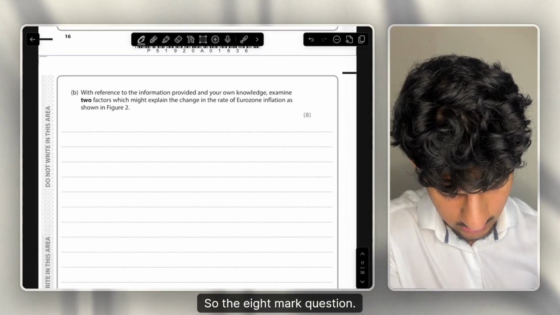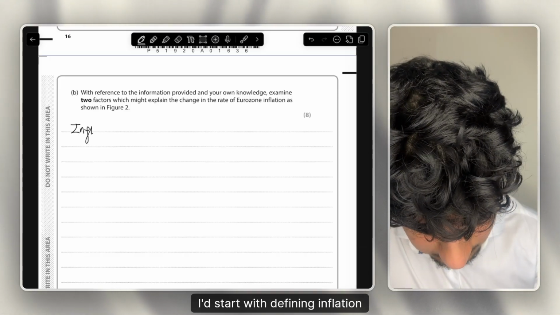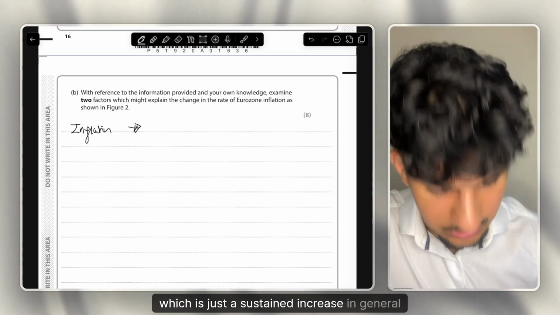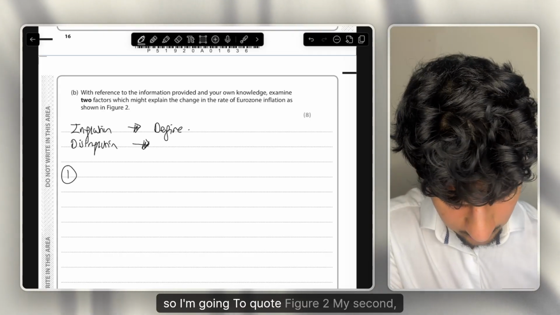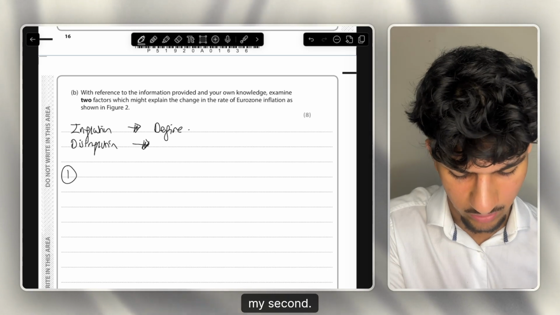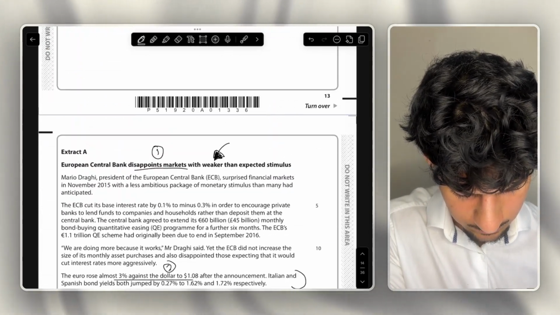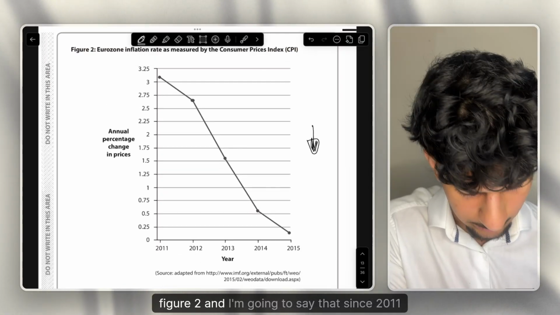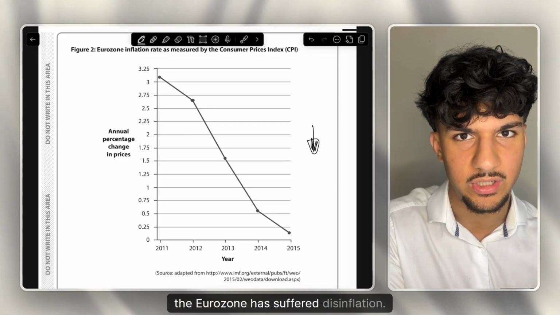Okay, so let's get on with answering this. So the 8 mark question. Okay, so since it's mainly about inflation, I'd start with defining inflation, which is just a sustained increase in general price level. And since I'm going to quote the extract, so I'm going to quote figure 2, I'm just going to throw another definition in here, which is disinflation, because I'm going to refer to this figure 2, and I'm going to say that since 2011, the Eurozone has suffered a disinflation.